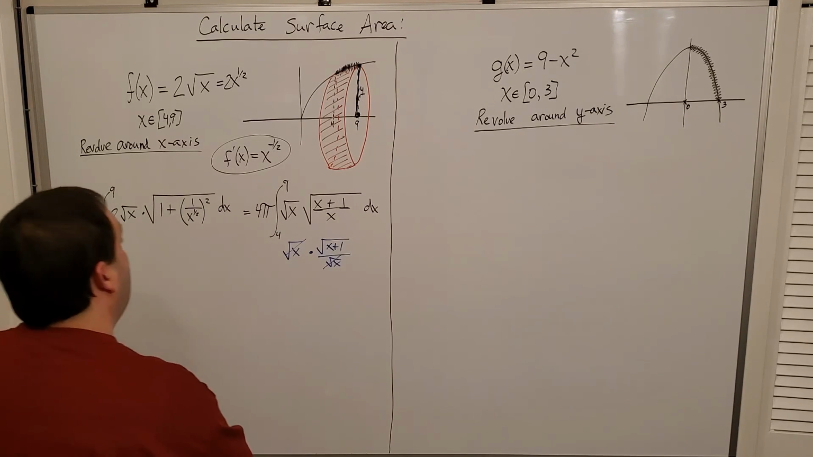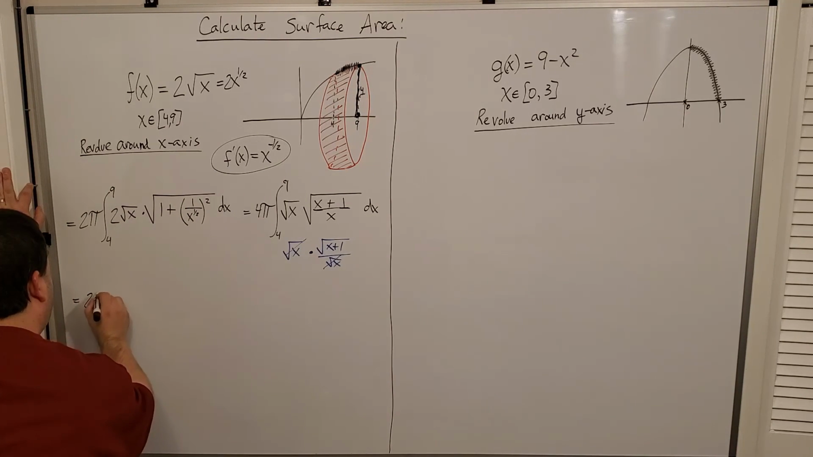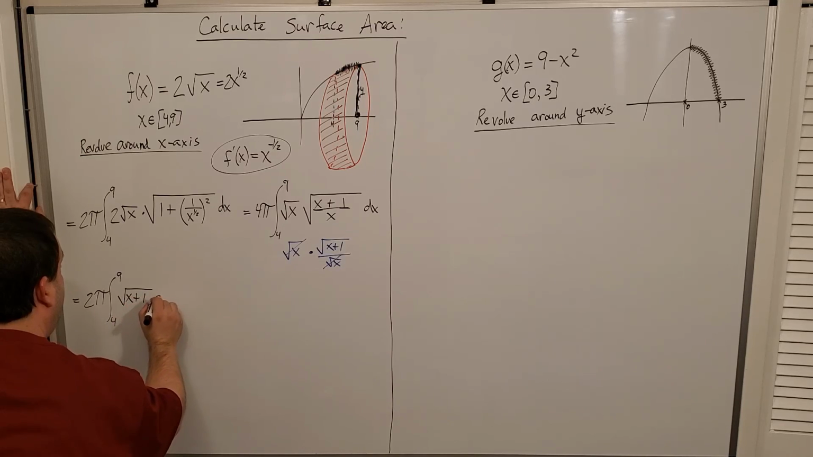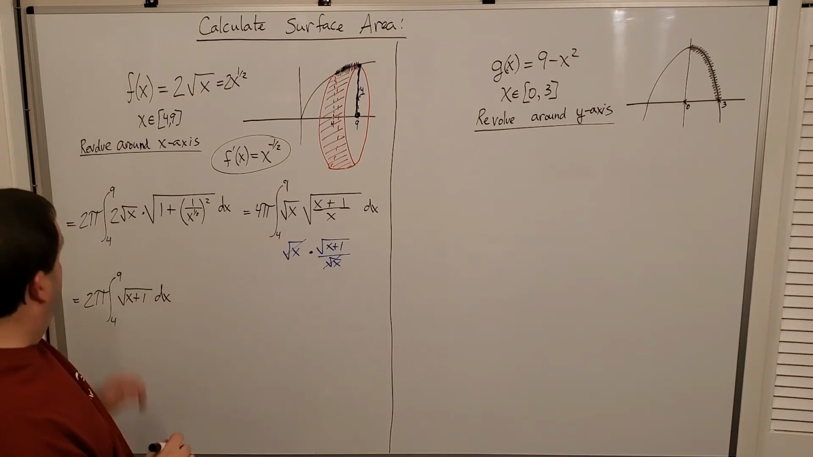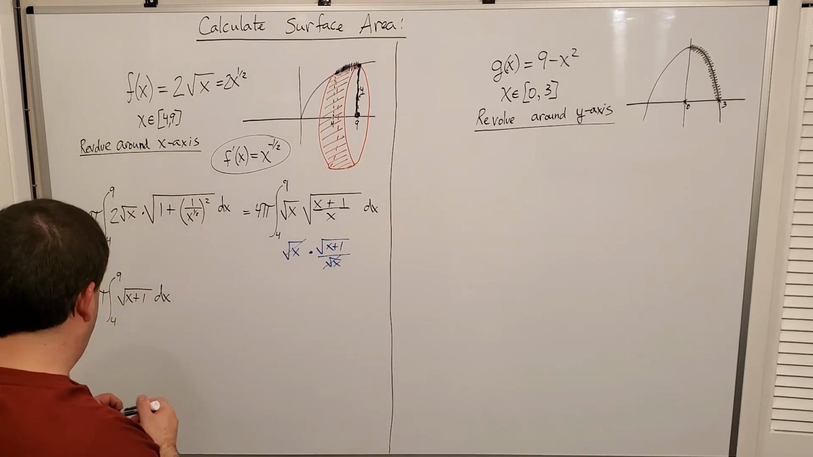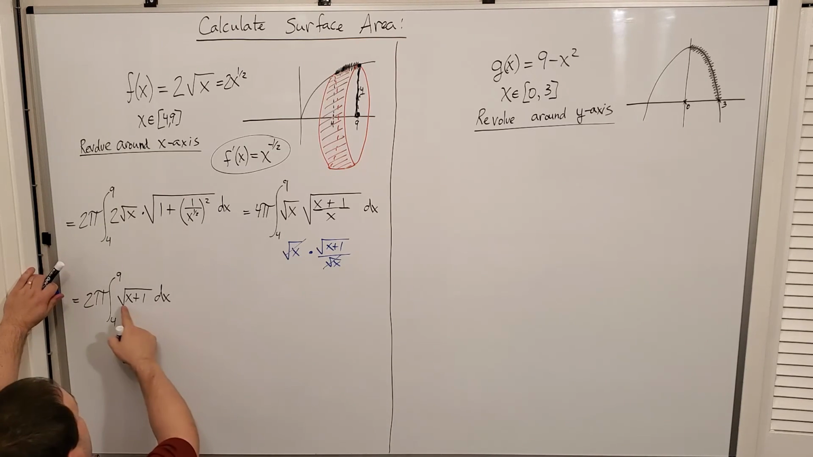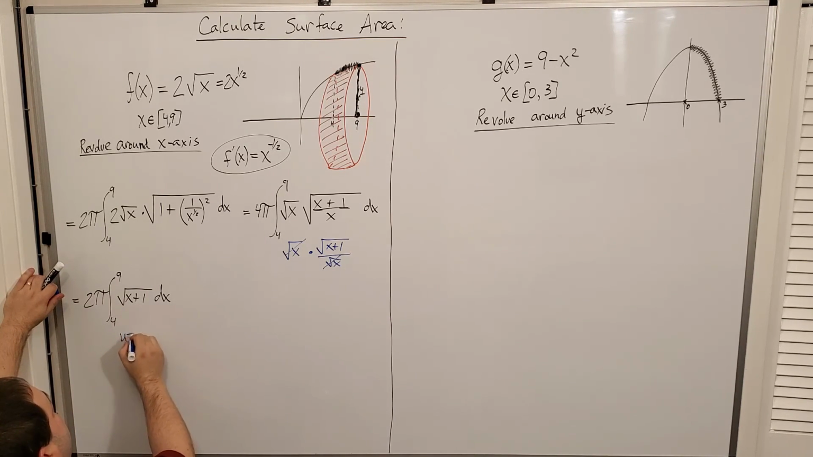So then my integral ends up being 2 pi integral from 4 to 9 square root of x plus 1 dx, which I can do with a quick substitution, right? My substitution would be to let u equal the inside, the x plus 1. So du would actually be just equal to dx, because the derivative of x is 1.